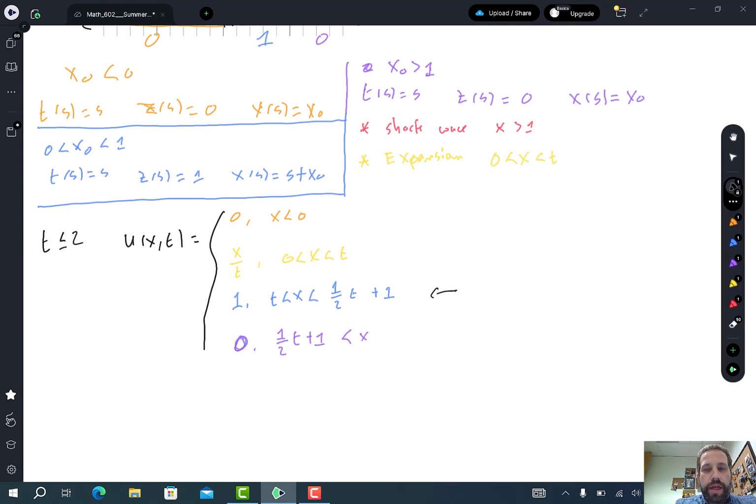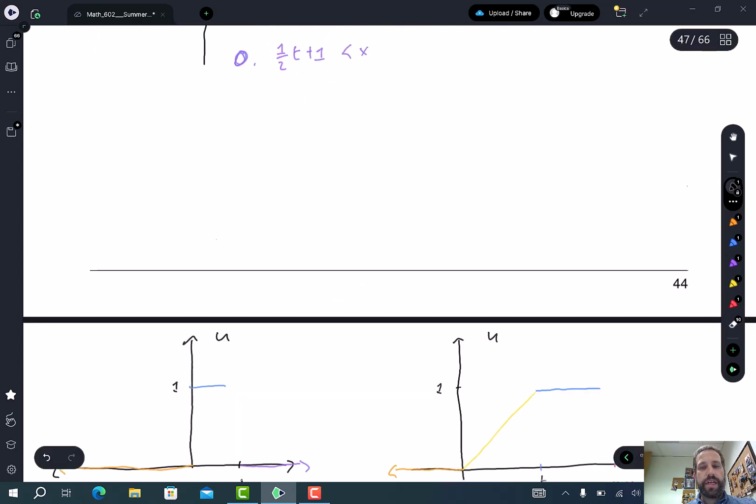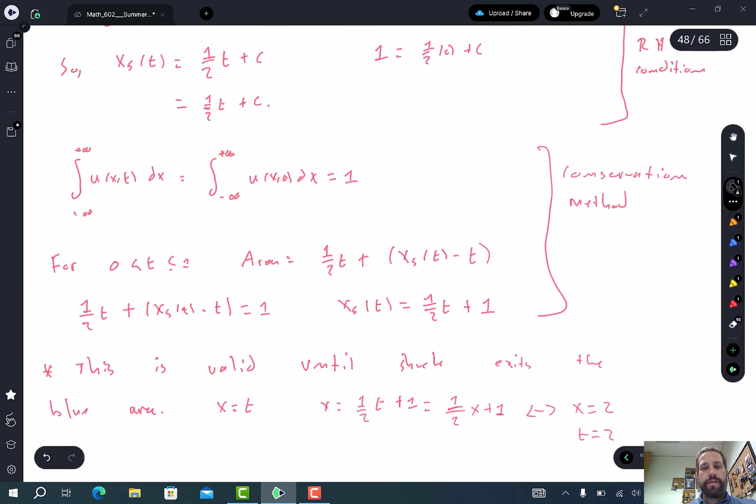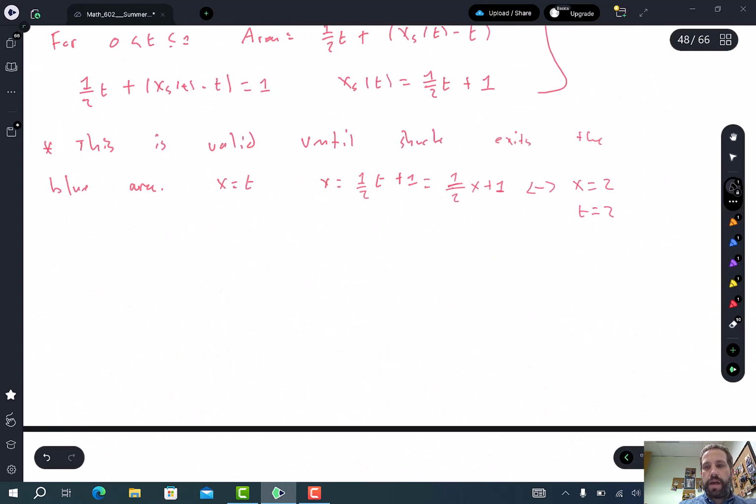Notice if I plug in t equal to 2 here, on the left-hand side, t is equal to 2, and on the right-hand side, 1/2 t plus 1 is going to be equal to 2. So what's going to happen when t is equal to 2? The linear part goes away. And let's come down here and graph what's going to happen, similar to how we've done it up there.